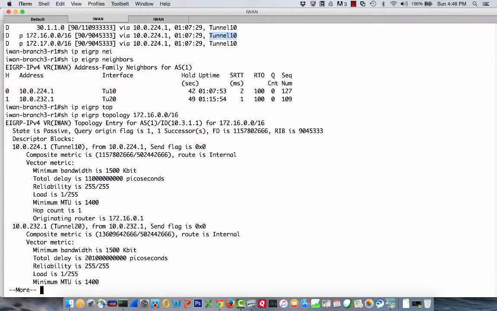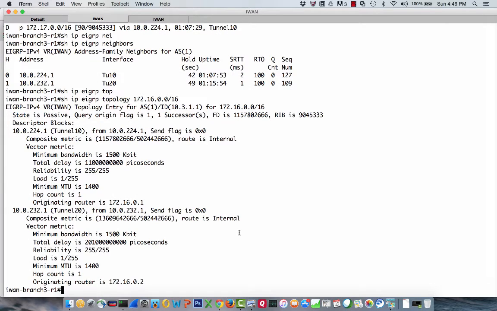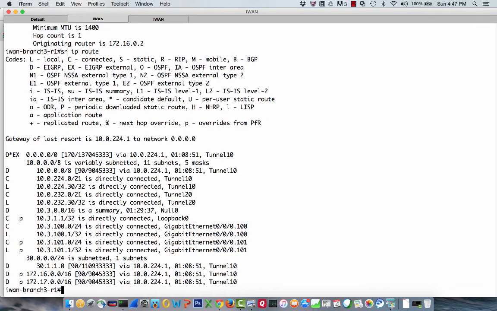172.16.0.0/16, what we would actually see is that yes, we as branch 3 are getting an advertisement over the ISP link over tunnel 20 from 10.0.232.1 on how to get to the hub prefix 172.16.0.0/16. However, we are choosing the one over tunnel 10 as the best, and we are putting this one in the RIB. So again, branch 3 has one entry in the RIB.